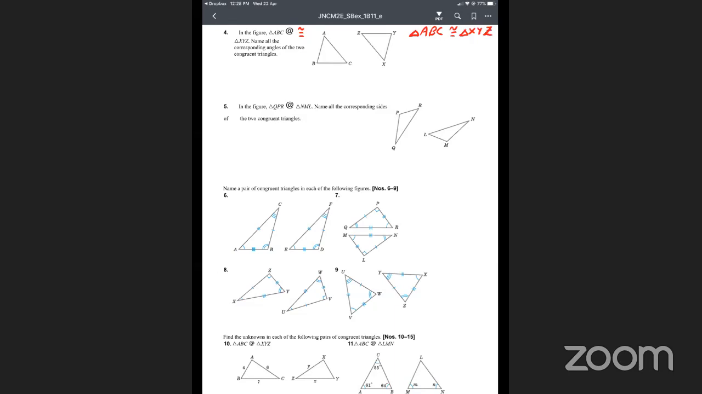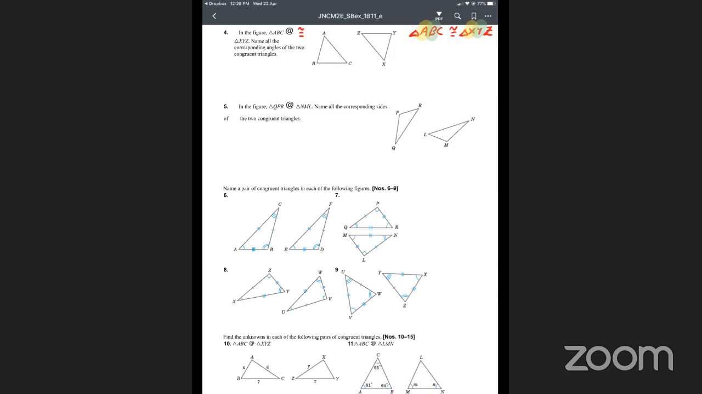Okay, now therefore we can just follow the sequence. Therefore, A corresponds to X, and then B corresponds to Y, like that.